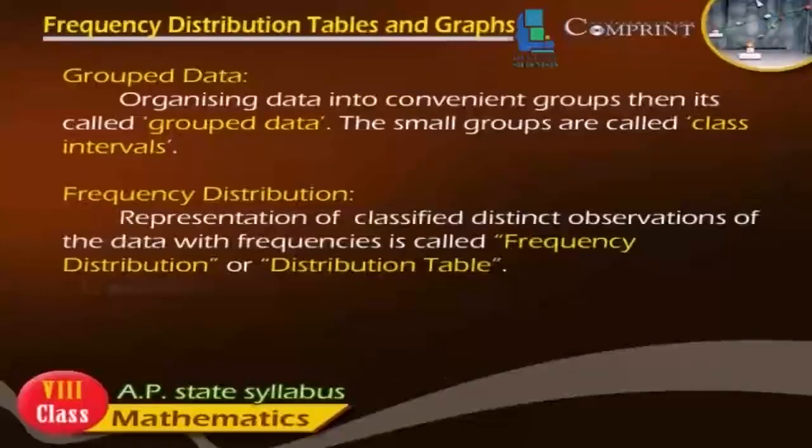Grouped data. Organizing data into convenient groups is called grouped data. The small groups are called class intervals. Frequency distribution. Representation of classified distinct observations of the data with frequencies is called frequency distribution or distribution table.